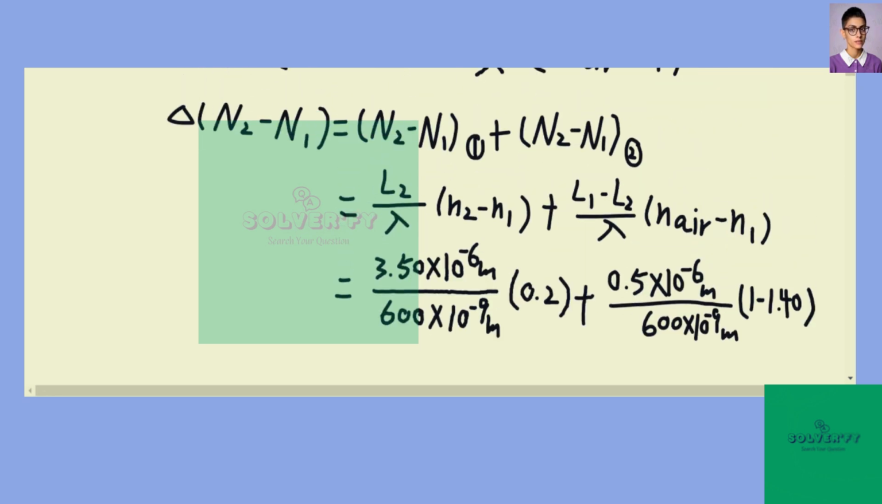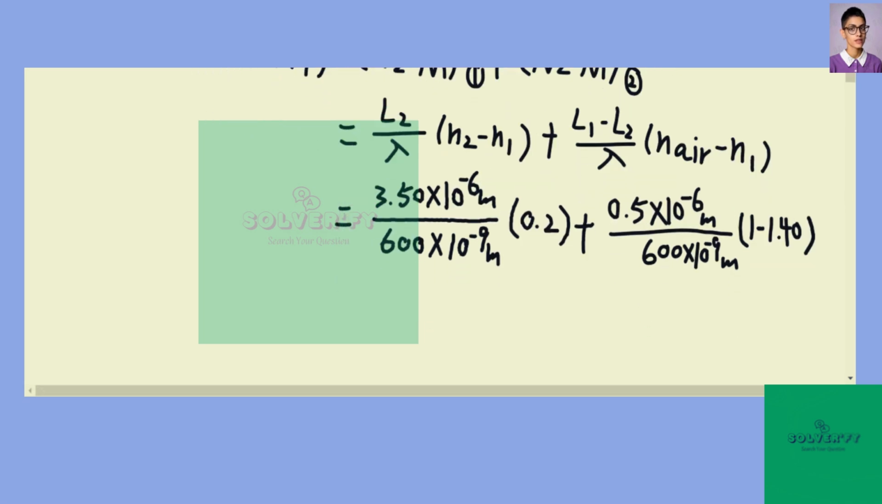And we'll get delta N2 minus N1 is equal to 0.833. Okay. So the phase difference between the two emerging rays is equal to 0.833 times the wavelength of the light wave. Okay, which is 0.833 of lambda. Okay, so the multiple is 0.833.